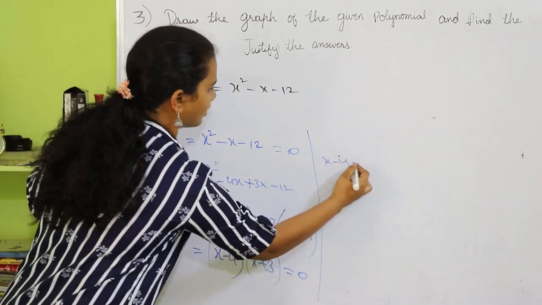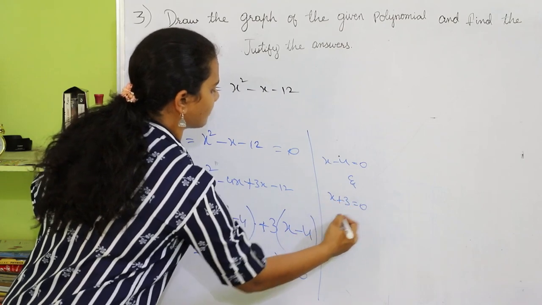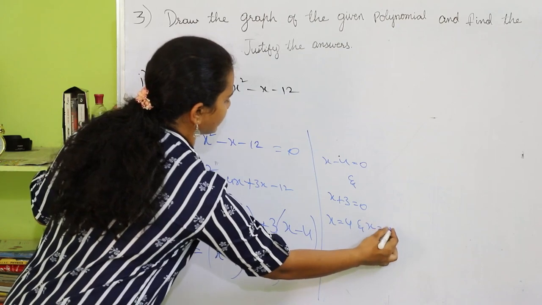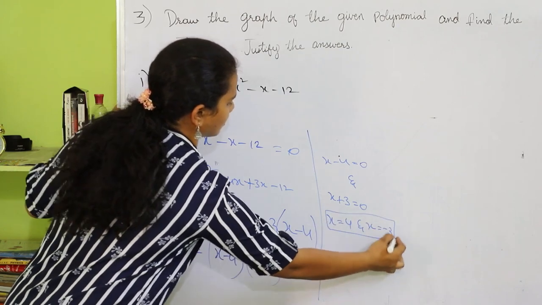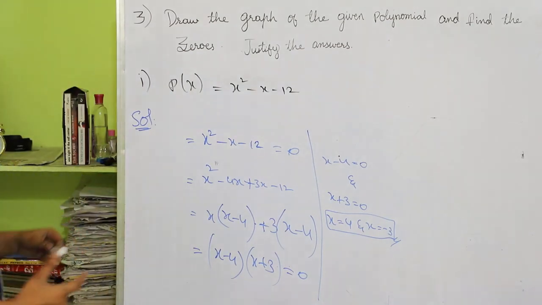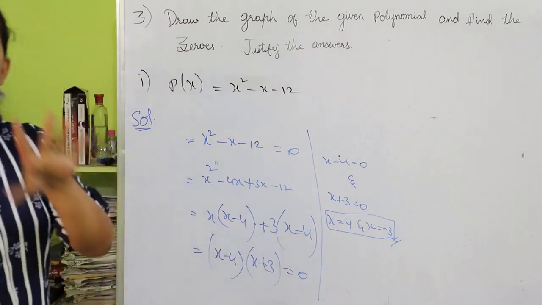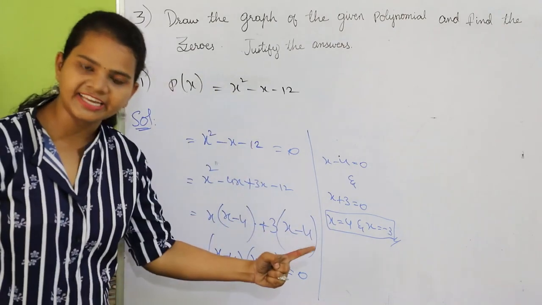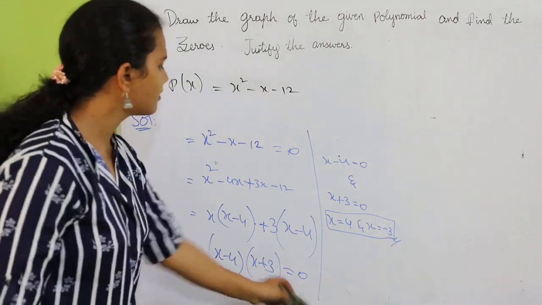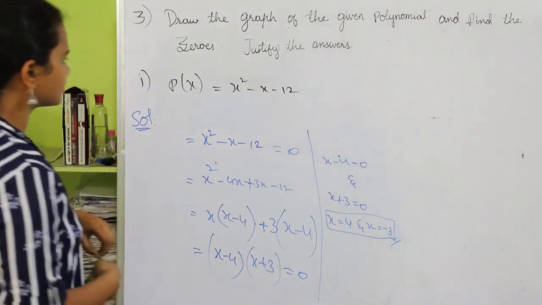So x minus 4 equals 0, and what else? x plus 3 equals 0. So x equals 4 and x equals minus 3. Clear? Therefore the zeros of the polynomial for this given quadratic equation are 4 and minus 3.